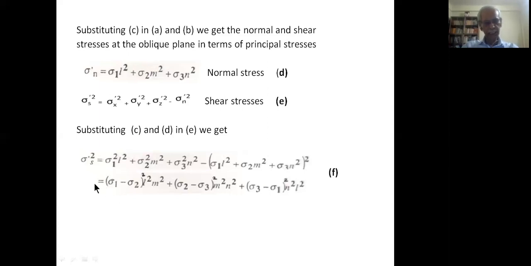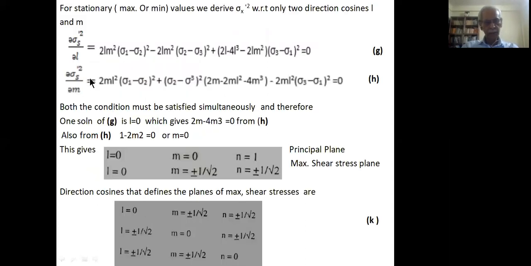So we differentiate sigma s dash square with respect to L, M, N. But there is no need to differentiate with all the three, because there is a relation between L, M, and N: L square plus M square plus N square is equal to 1. So we need to differentiate only with two, L, M, or M, N, or L, N. So we first take L and M, and for the stationary or the maximum or minimum values of sigma s dash, we differentiate sigma s dash square with respect to L and M.